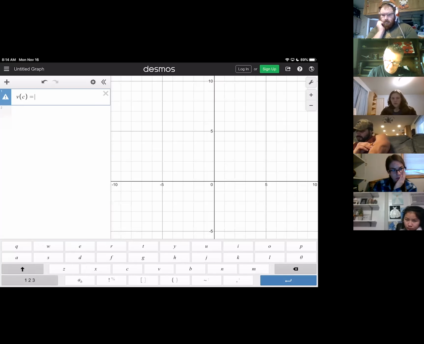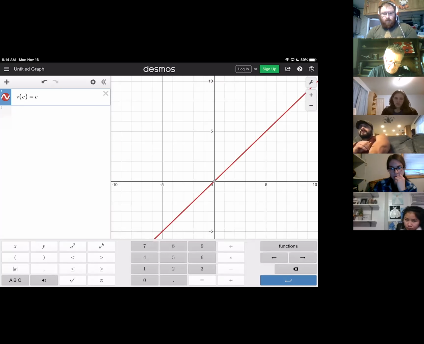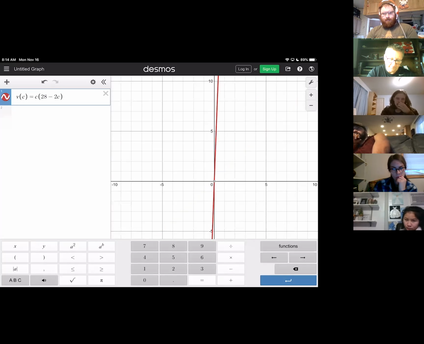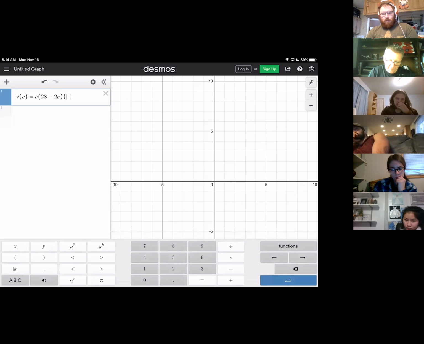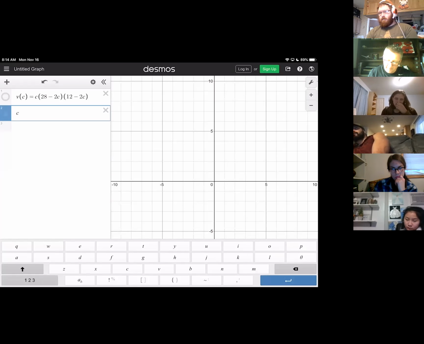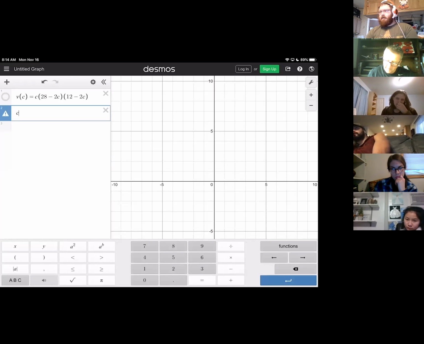C is not a good choice because I have to go hunting for it all the time, but 28 minus 2C, close parenthesis. I'm going to turn the graph off just for a second. You'll see why in a minute. 12 minus 2C. And now I'm going to pick C to be some number. Let's start off with what we saw a second ago, just to make sure our evil plan is working.